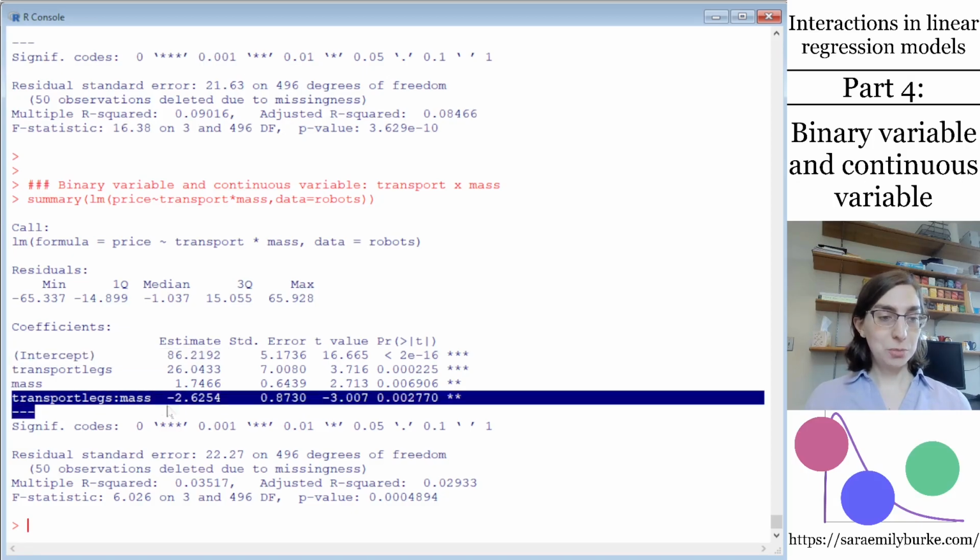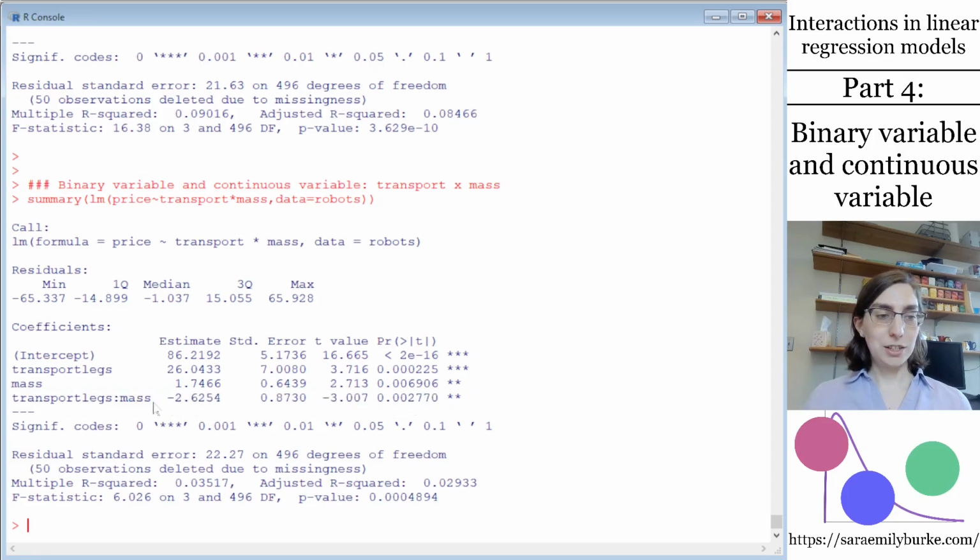The interaction between transport and mass is statistically significant. Its p-value is 0.003. And that means that the relationship between mass and price depends on whether the robot has legs or wheels, or the difference between the robot having legs and wheels in terms of its price depends on how heavy that robot is. We might expect, for example, that it's more important for heavier robots to have wheels, or something like that.